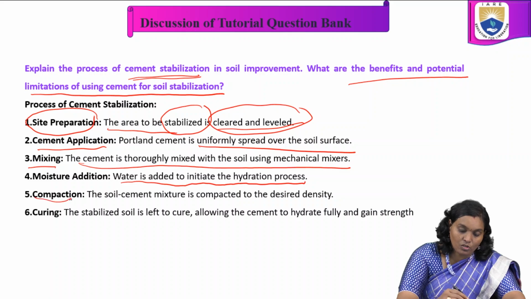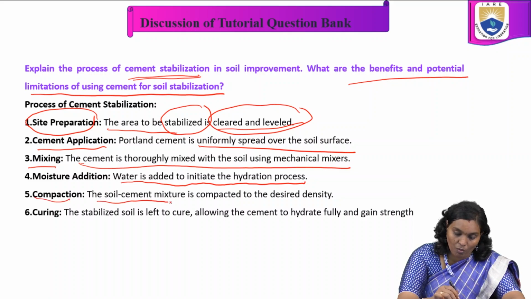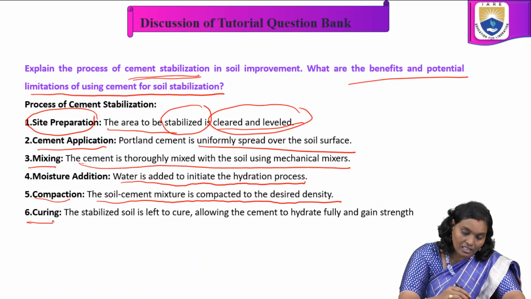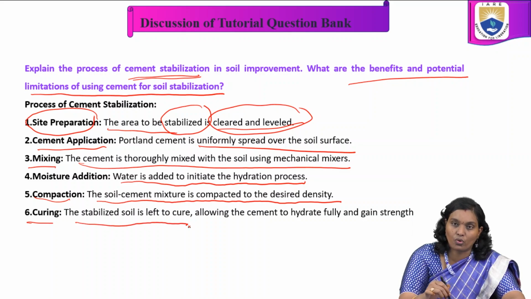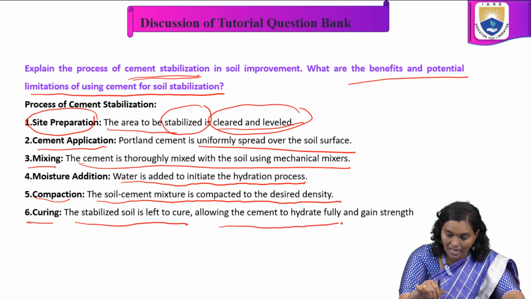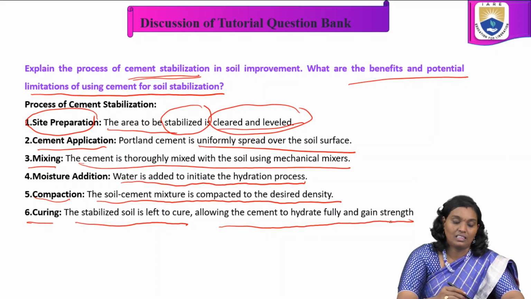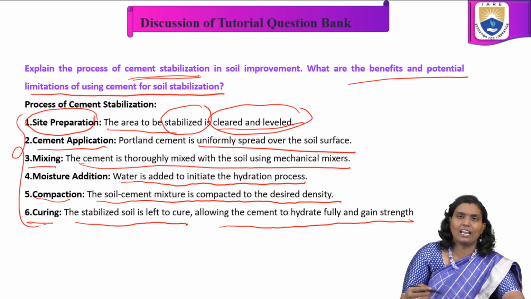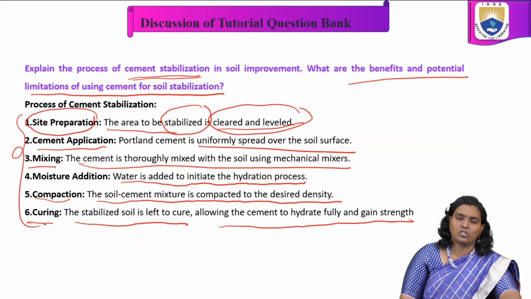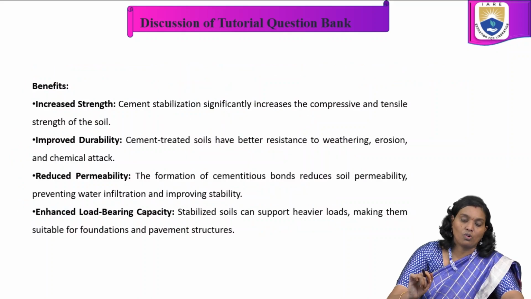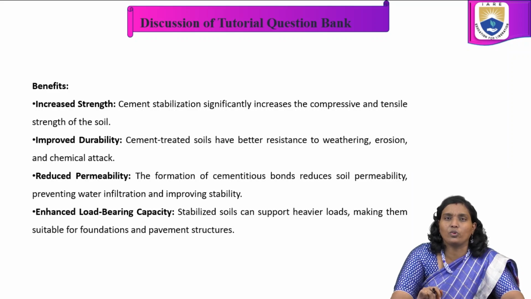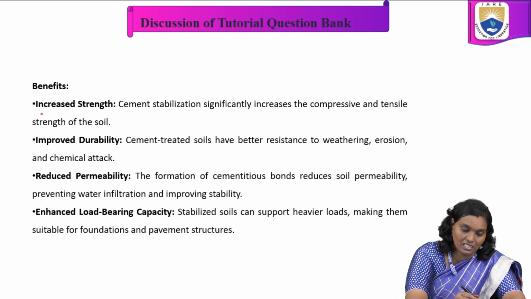The next step is compaction. The soil-cement mixture is compacted to the desired density. Then curing: the stabilized soil is left to cure, allowing the cement to hydrate fully and gain strength. This is the process we may write, in enhanced form also, as per the marks allotted to that particular question. So what are the benefits involved in this chemical stabilization?